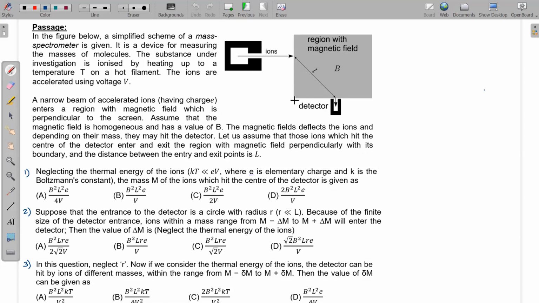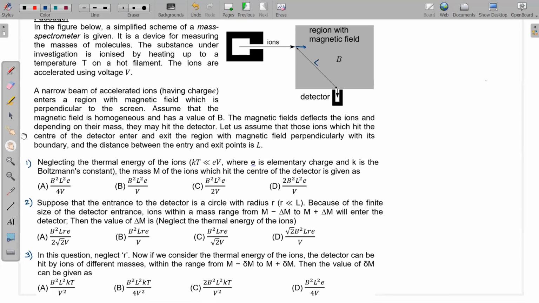So you can see that this is a square boundary of a magnetic field. While entering the magnetic field region, the velocity of these ions is perpendicular to this boundary, and when leaving this magnetic field region, the velocity is again perpendicular to this boundary, and the distance between the entry and exit points is capital L. So this distance you can see over here, this distance is capital L.